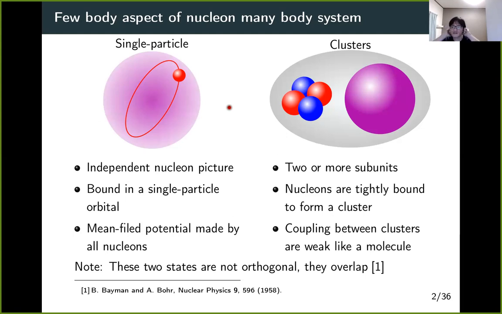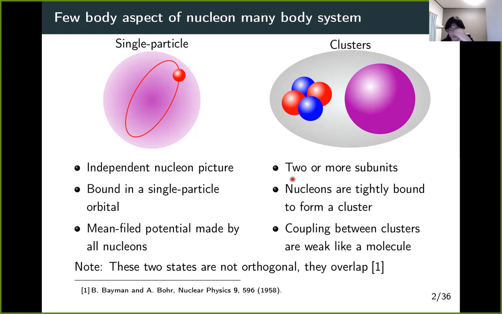But besides that, we know that there are cluster states for some specific nuclei and some specific states. In these cluster states, two or more subunits appear in a nucleus. For example, the alpha cluster is a typical clustering. The nucleons in, for example, an alpha particle are tightly bound to form these particles, and the coupling between these clusters is relatively weak, like a molecular state of atoms.